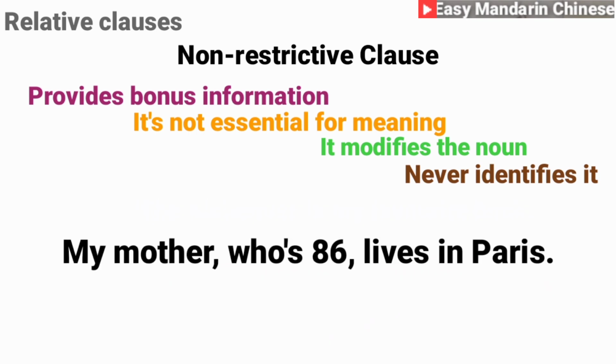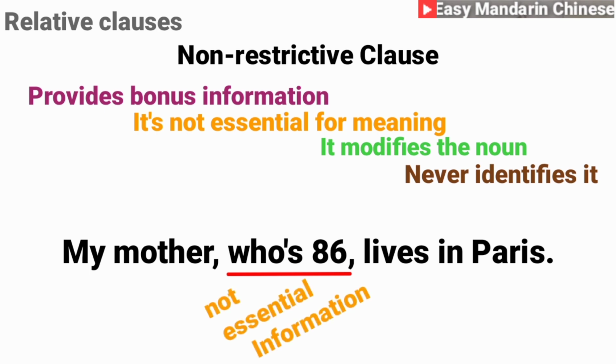My mother, who's 86, lives in Paris. It's obvious that I only have one mother. Everybody has one mother, right? Well, at least that should be the normal reality. So, the relative clause who's 86 is bonus information, which is not essential for meaning. And that's what a non-restrictive clause stands for.